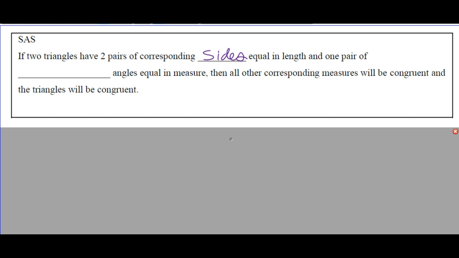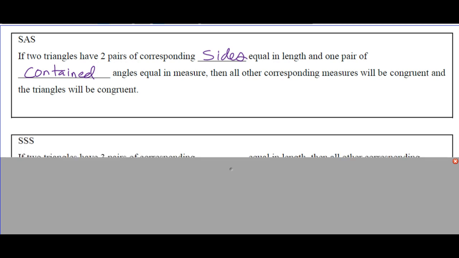And one pair of contained angles. And that's not a pair of contained angles, it's a contained angle. So if two triangles have, well, I guess a pair of contained... okay, because there's one in one triangle and one in the other, so that'll work. So if two triangles have two pairs of corresponding sides, say these sides are the same, we've got a 7 and a 10, and the contained angles are the same, then all the other corresponding measures will be congruent and the triangles will be congruent. Okay, so that's called side angle side.